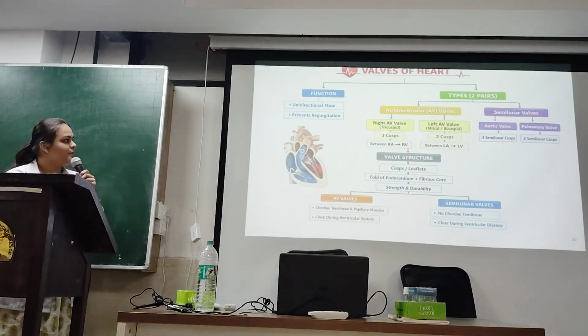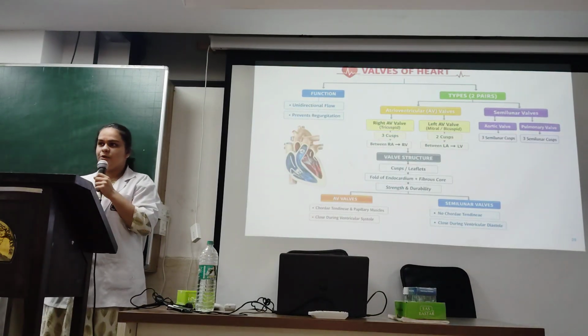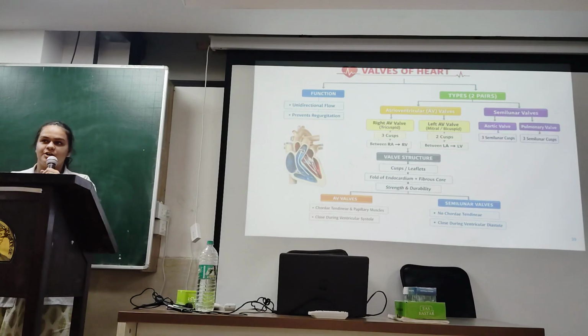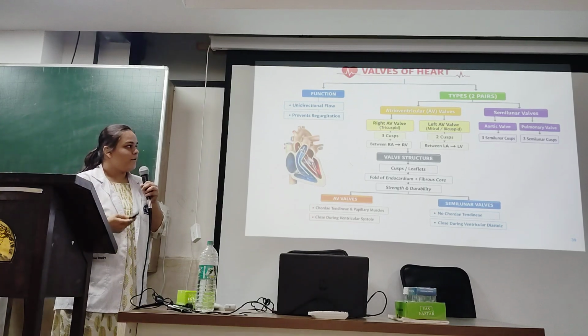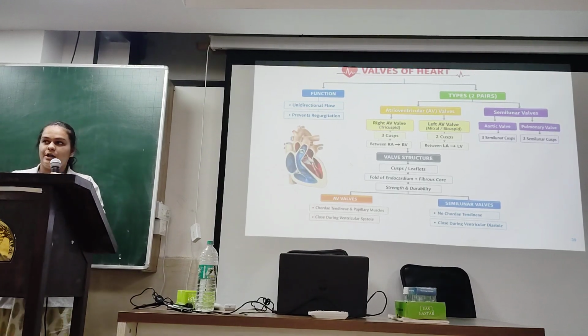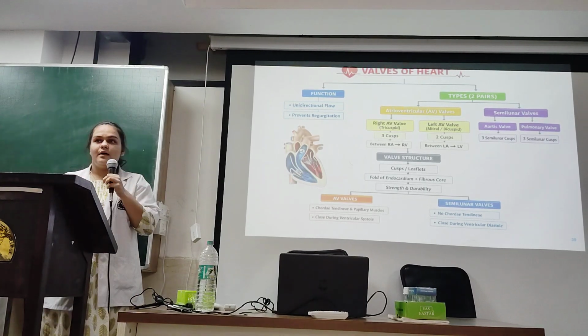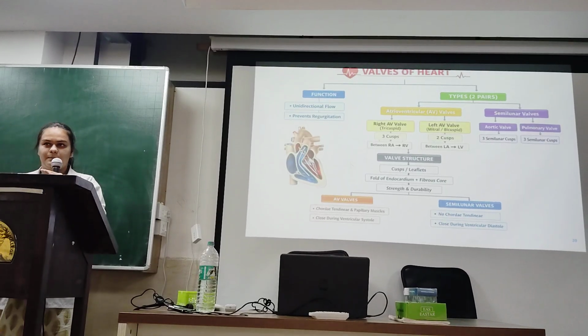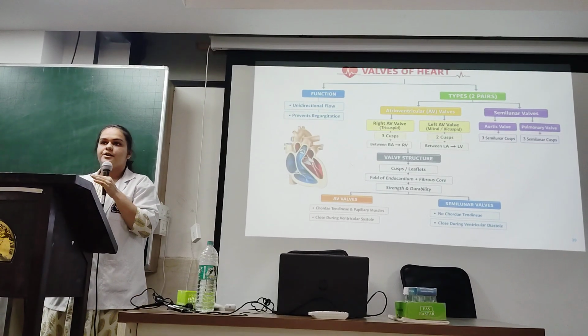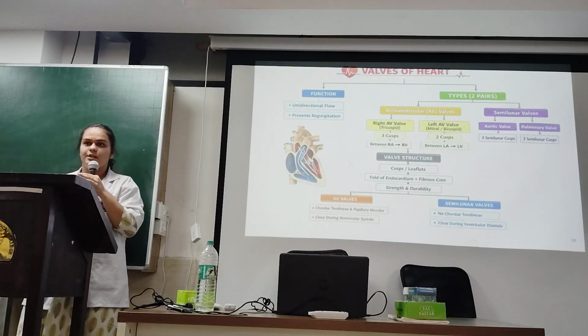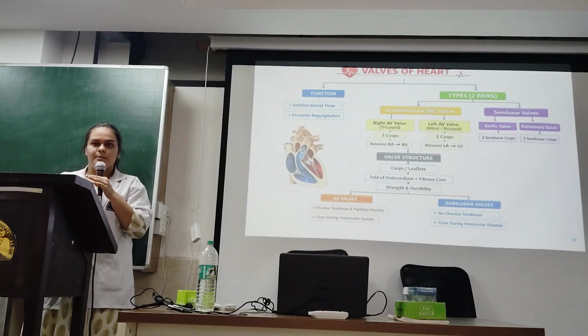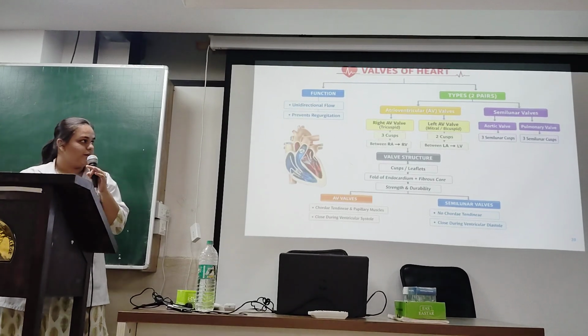So, let's start. As we know, the main function of valves is to prevent the regurgitation of the blood and to provide the unidirectional flow of the blood. The main types of valves are atrioventricular valves and semilunar valves. AV valves are further divided into two, the tricuspid and the bicuspid, or mitral, valve. The tricuspid valve is between the right atrium and the right ventricle, and the bicuspid or mitral valve is between the left atrium and the left ventricle.